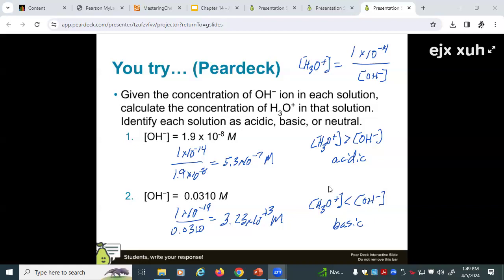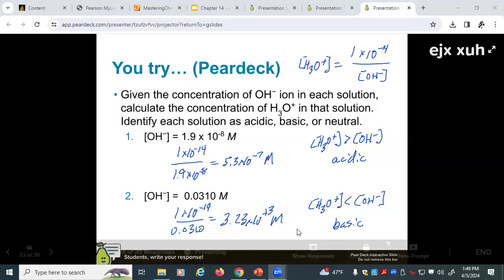In the second case, do the same thing. We get 3.23 times 10 to the negative 13th molar for hydronium. In this case, the hydronium is considerably less than the hydroxide, so it's going to be basic. And again, given the magnitude here, we can conclude it's going to be pretty basic.